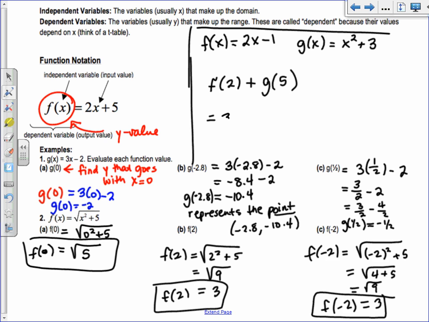3. Right? You're plugging 2 in for x, so you get 3. G of 5 means look at the g function and plug in 5. 5 squared plus 3 is 25 plus 3, so 28. So then 3 plus 28 is 31. So I ask things like that a lot.